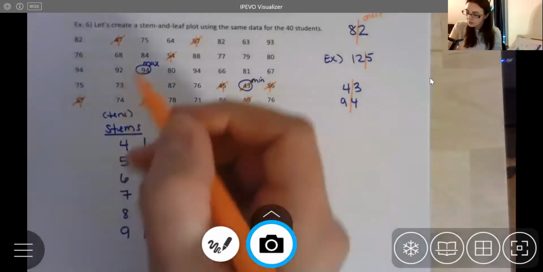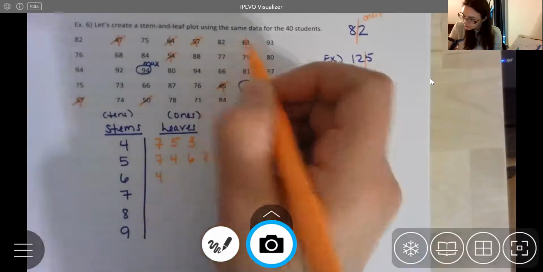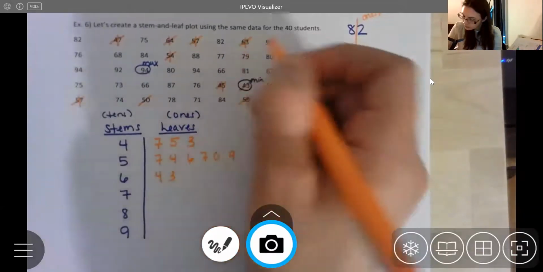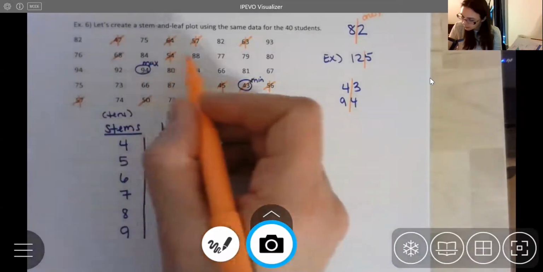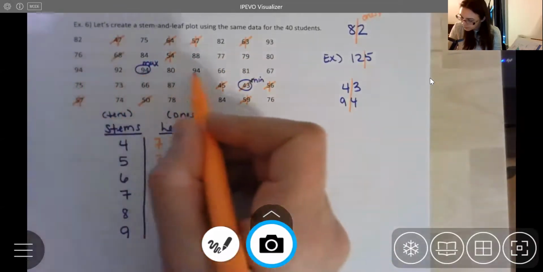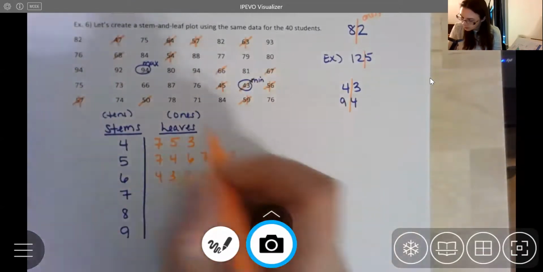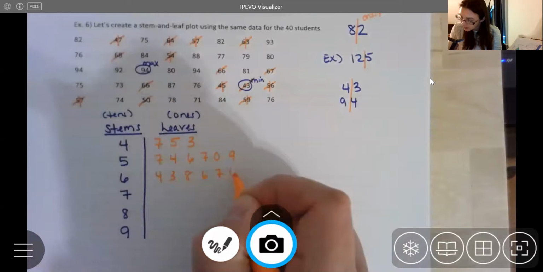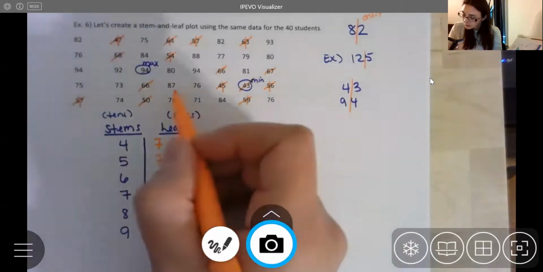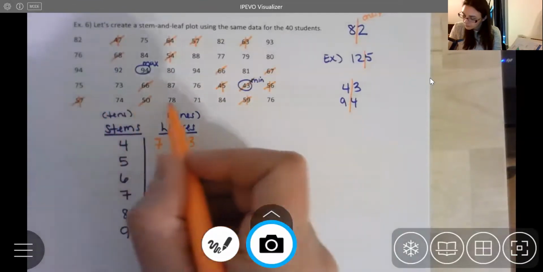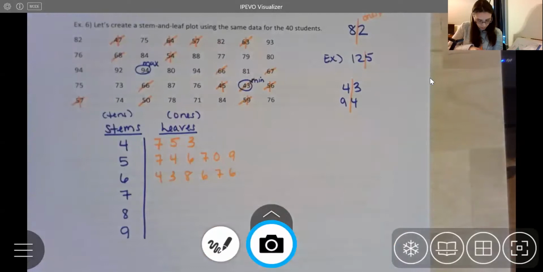So let's do one more together. So I see 64, so I put the 4, 63, see 68, 66, 67, 66. Now 66 occurs more than once. I still write it more than once. All right, I think that's it. 1, 2, 3, 4, 5, 6. 1, 2, 3. Yes. Okay.